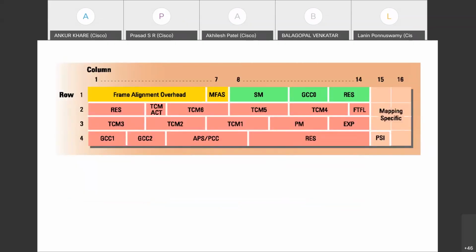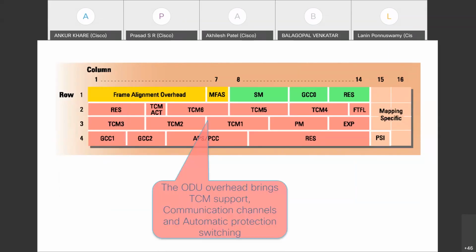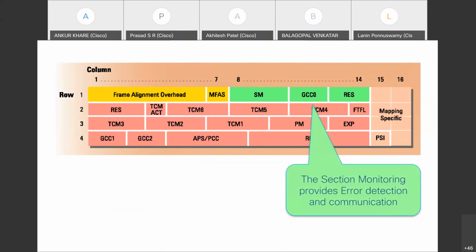When we decode these overheads, you will have the frame alignment overhead and the multi-frame alignment overhead. This frame alignment, when we have a point-to-point network, the OTU layer we will have to monitor, right? So on this OTU layer, we will have to monitor things like frame alignment and multi-frame alignment. Similarly, section monitoring also works on the OTU layer.